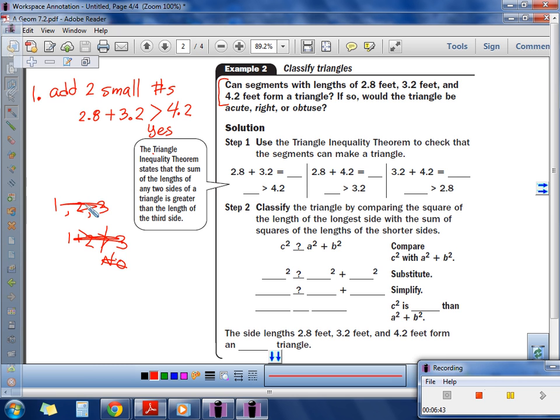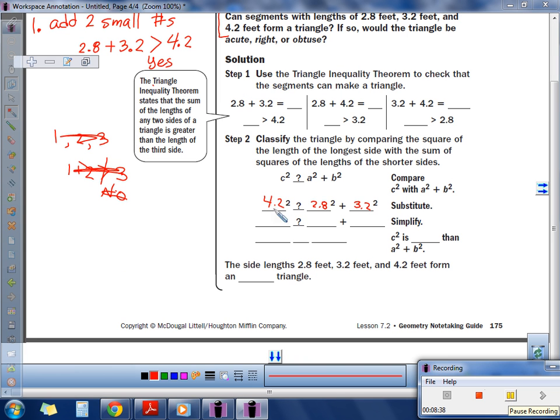So since it can make a triangle, we should be able to classify it. When you're classifying, you got to remember what famous formula? The Pythagorean Theorem, a squared plus b squared equals c squared. Out of these three numbers, what's the most important? The biggest is what? 4.2. So the 4.2 goes in for C. The other terms are 2.8 and 3.2. Go ahead and simplify those real quick.